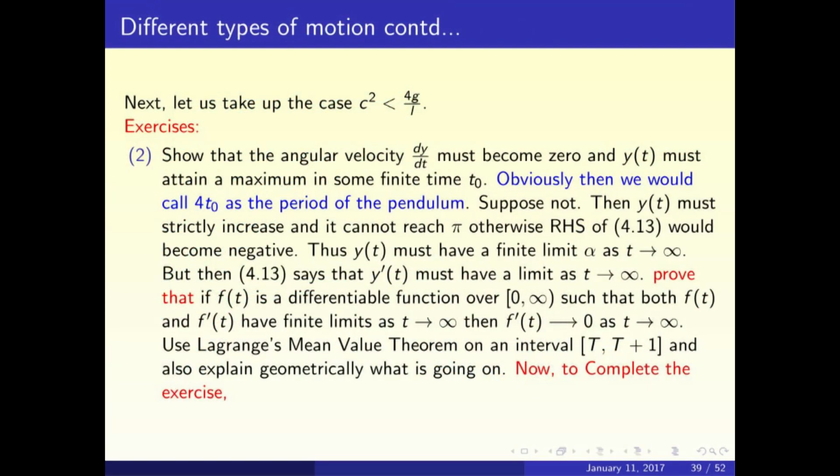So we have now given two different ways of understanding this. Now let's get back to the pendulum. We know that y of t, the amplitude, is monotone increasing. It can't come anywhere close to pi. It must have a finite limit. In that case, the derivative y prime t must go to 0 as t goes to infinity.